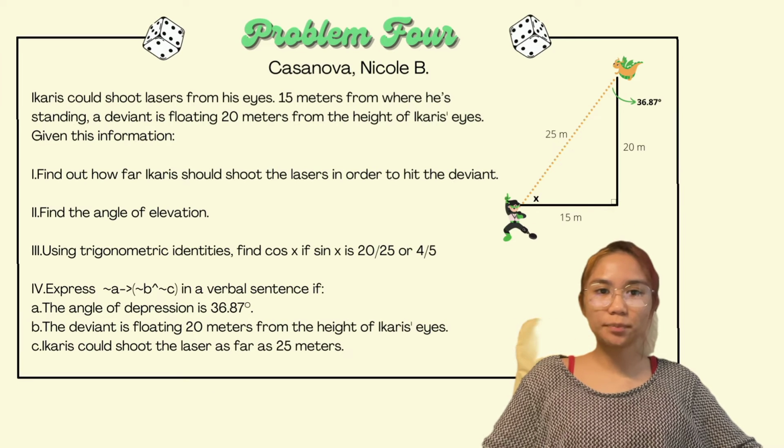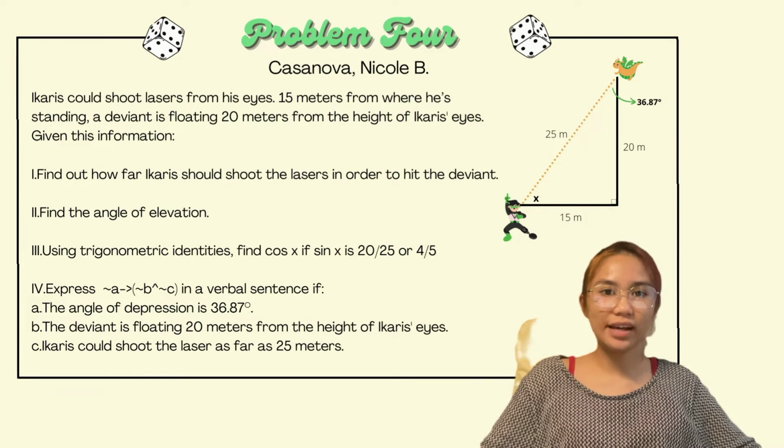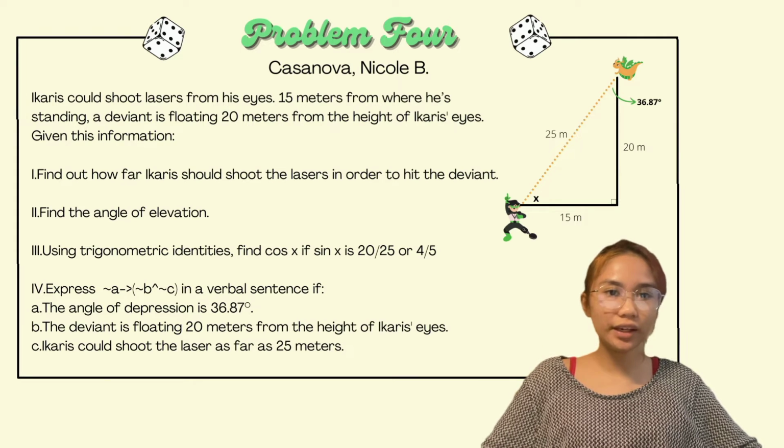Moving on to the last problem for this level, we have Icarus could shoot lasers from his eyes. 15 meters from where he's standing, a deviant is floating 20 meters from the height of Icarus' eyes. Given this information, number 1, find out how far Icarus should shoot the lasers in order to hit the deviant. Number 2, find the angle of elevation.